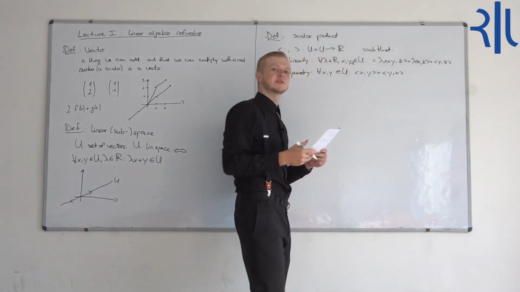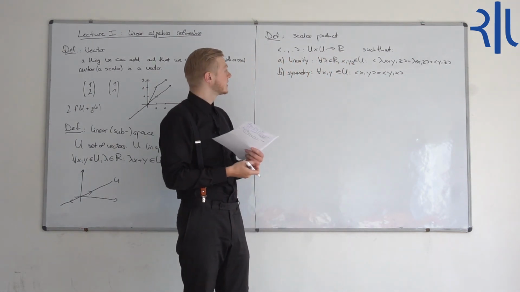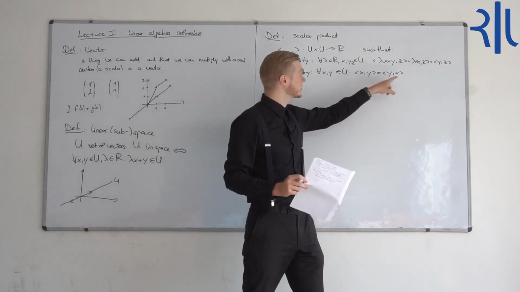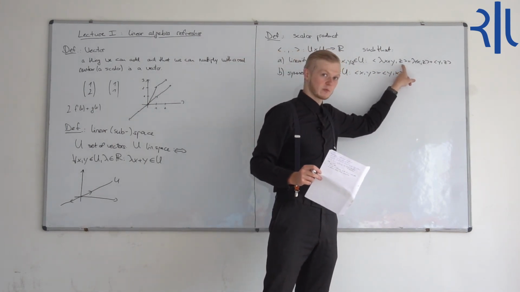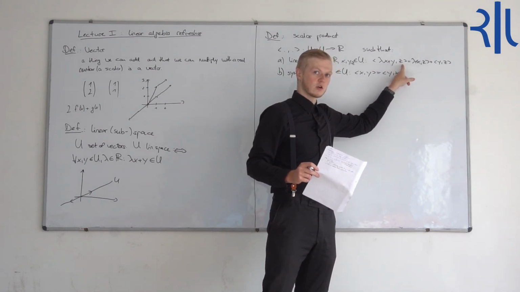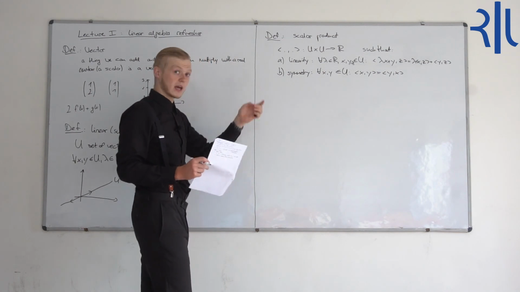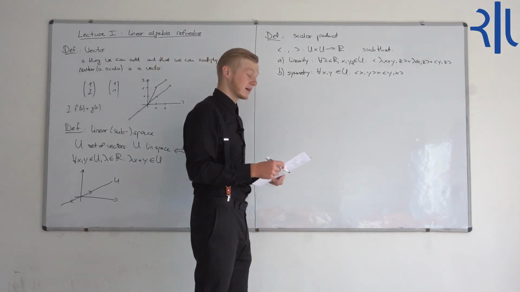We need symmetry. That means that we can switch the two arguments. So that means that the linearity also holds in the other argument. So we could have added something to C, or we could have scaled C with a real number as well, and we would have the same properties.